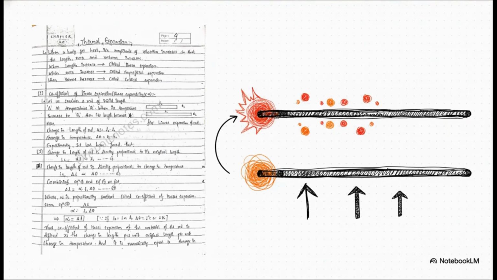Let's start with the simplest one, linear expansion. Just picture a long, thin metal rod. When you heat it up, those atoms start vibrating and pushing outwards. Now sure, it gets a tiny bit wider, but the most obvious effect, by far, is that the rod just gets longer. That's linear expansion in a nutshell.